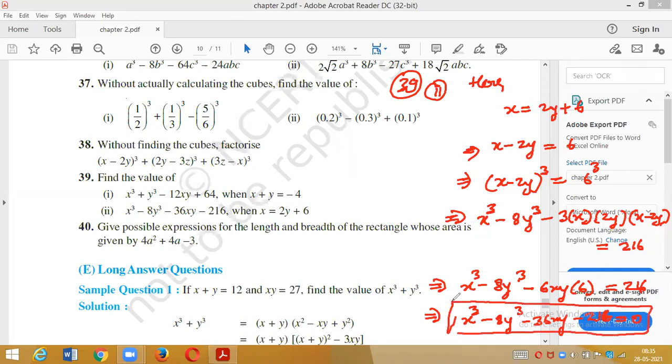Yes, sir. This is the solution of this 39-second one. Please write it. And question number 40 is homework for you. This is 2.3, and tomorrow we'll start with exercise number 2.4.